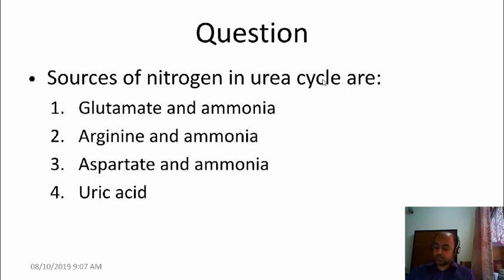The answer is aspartate and ammonia. This aspartate is coming from the recycling of fumarate via the mitochondria. It will combine with the citrulline, and ammonia is used in the first step. Very good. That's the correct answer.